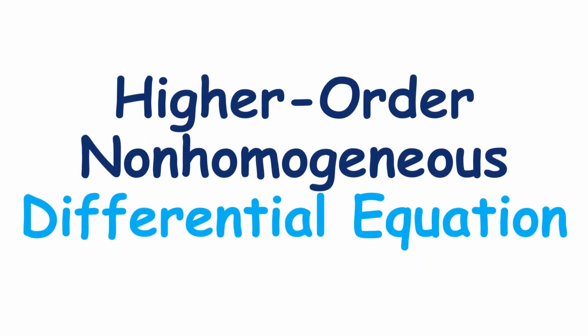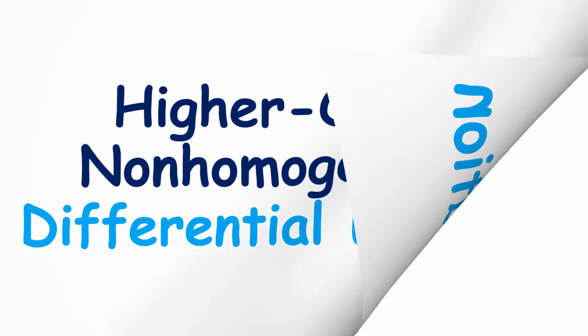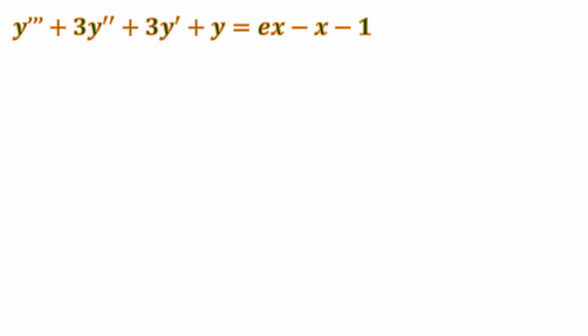In this video, I'm going to teach you how to solve higher order non-homogeneous differential equations. So let's have an example. We have this differential equation, and as you can see, the expression at the right of the equal sign is not 0. It's equal to e to the x minus 1. So that makes it non-homogeneous.